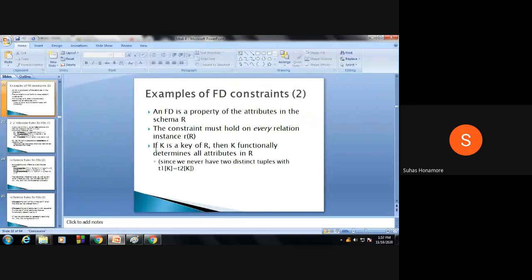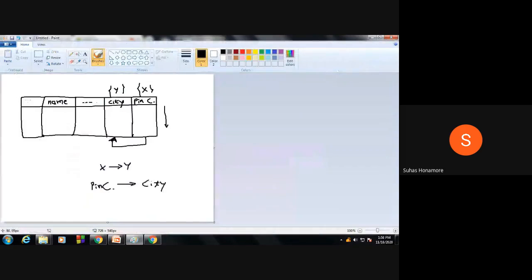If K is a key, if I have one key in a relation schema, that is a relation schema R, capital letter R, then all other attributes in that relation will follow the functional dependency. If I am saying it is a key, indirectly we are saying it's a primary key. Suppose here I have a roll number, that is the first student.